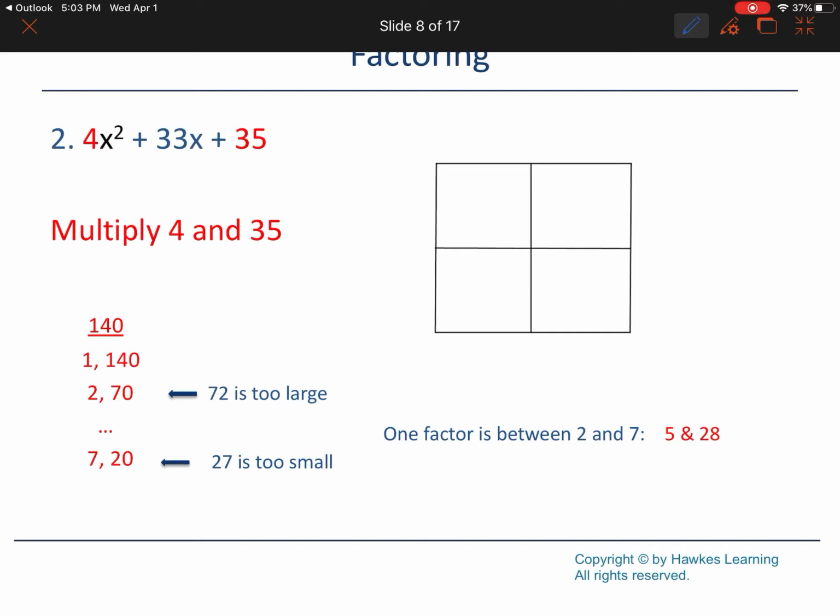You find them. So now we go ahead and we factor, right? So the 4x squared goes here. The 35 goes here. And then I had 5. And this totally doesn't matter whether I write 5 up above or 28 up above.